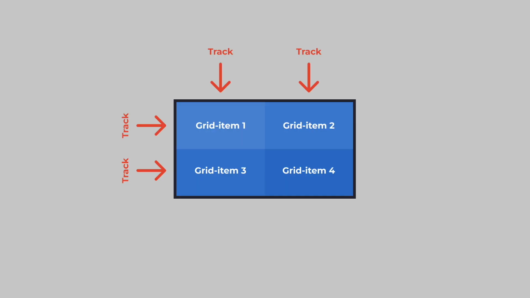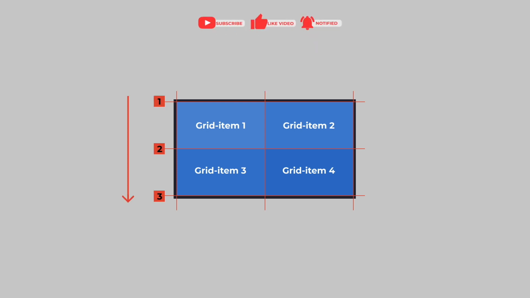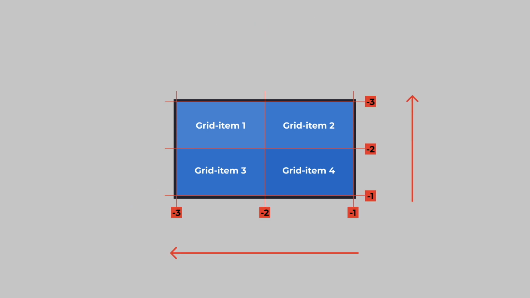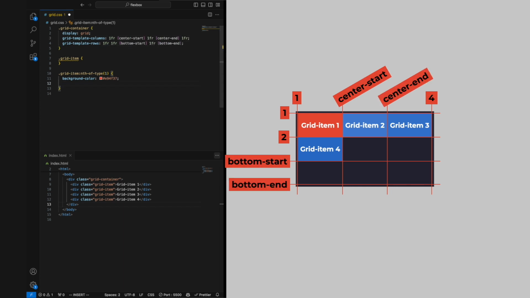Every track lies between grid lines. By default, these start from 1 and increase by 1 from left to right and top to bottom. We can also reference these in the reverse order by using negative values. We can use these lines to set a specific start and end to our grid item. One nifty trick is to name the lines you are going to use, which makes it easy to remember when our layout becomes more complex.